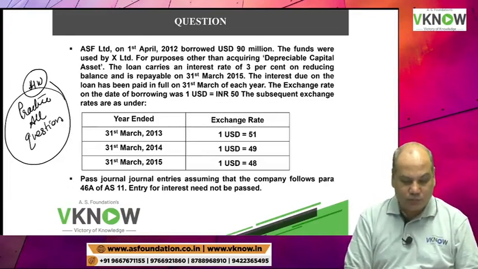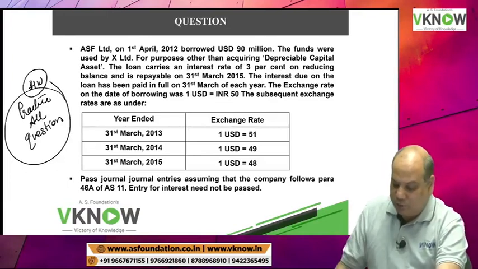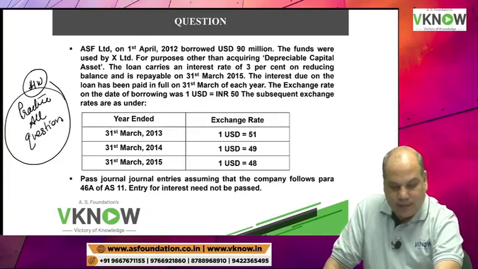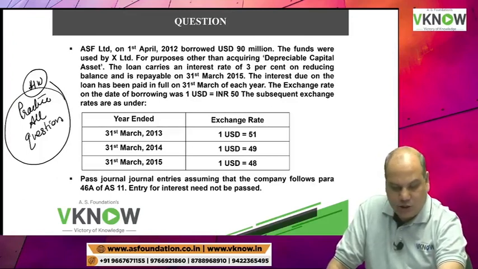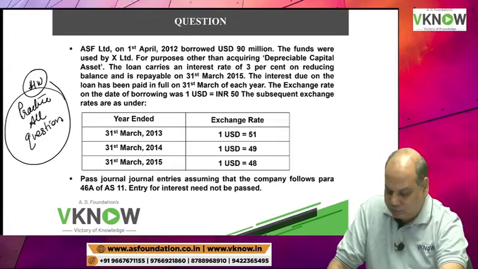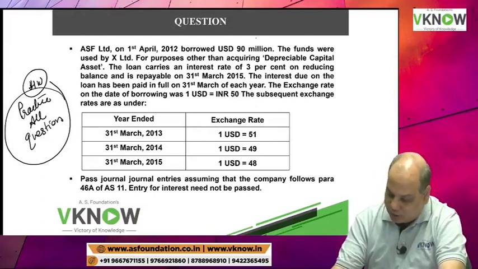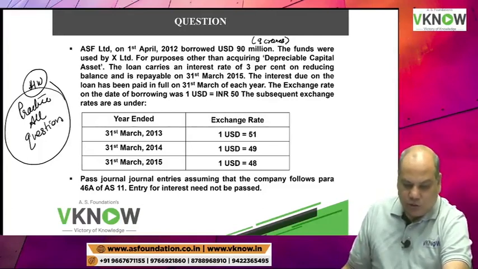ASF Limited on 1st April 2012 borrowed USD 90 million. 90 million means 9 crore. 90 million is equal to 9 crore.